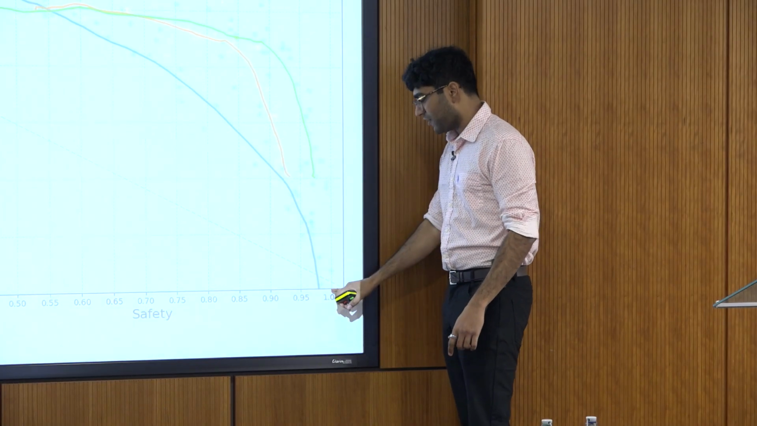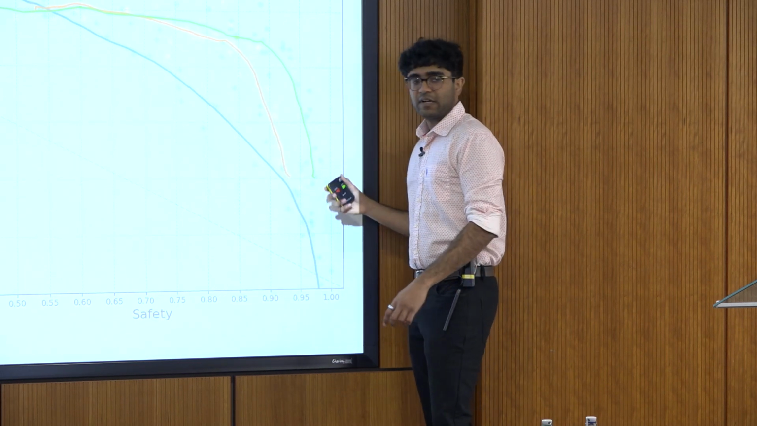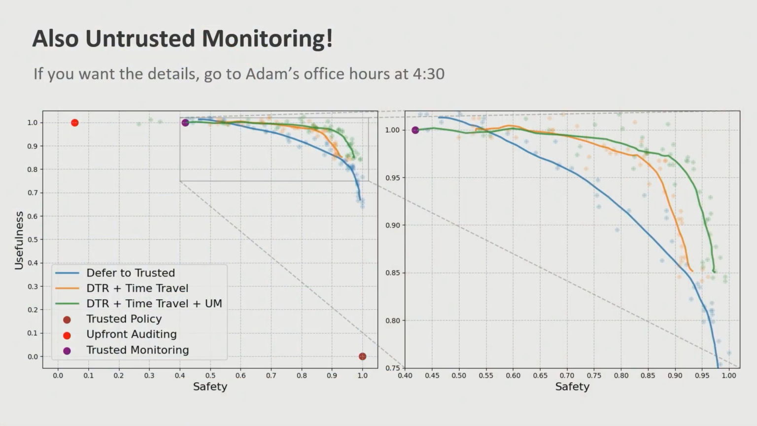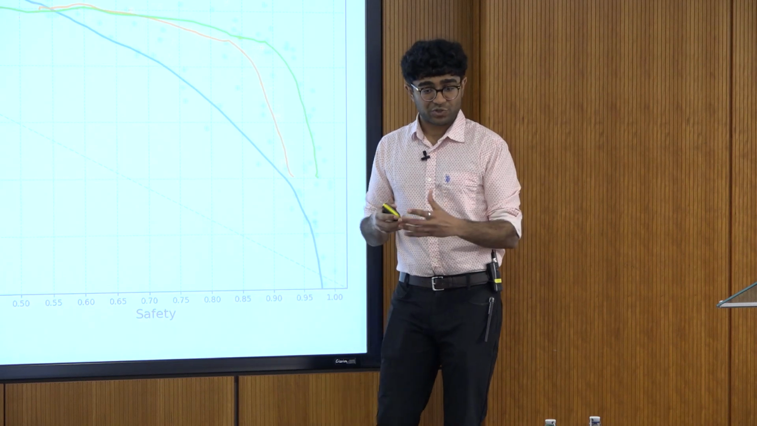You reach near 100% safety at less than 15% performance degradation. For more about this, you can go to Adam's office hours at 4:30. Adam Kaufman, he's one of the co-authors on this paper, and he's going to be talking all about this specific curve, the untrusted monitoring game tree of collusion and collusion busting.